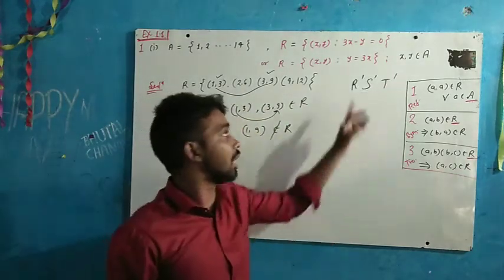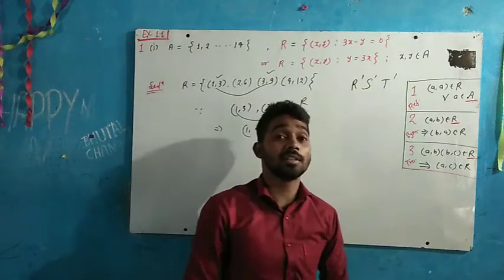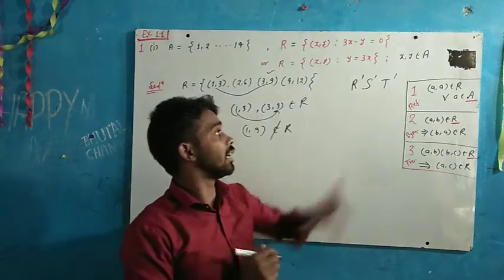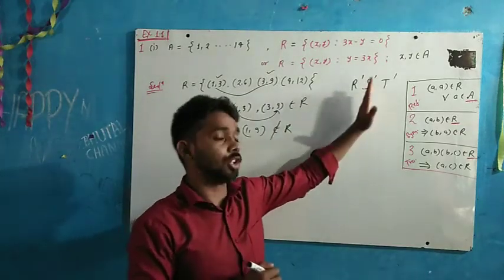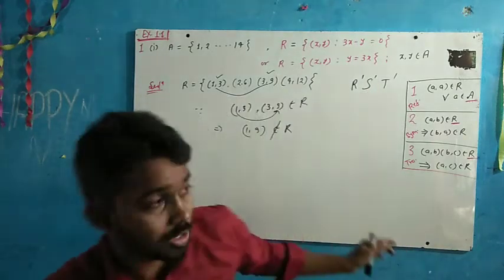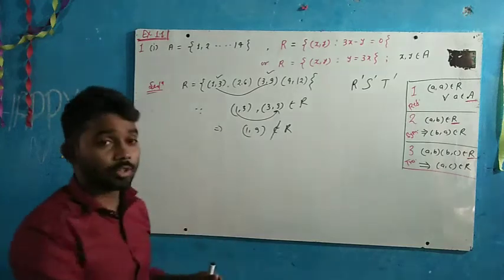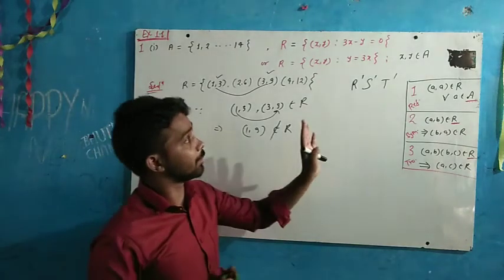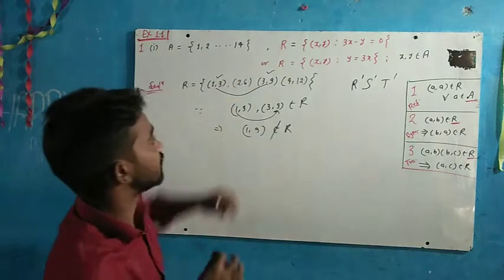So the answer is what? R', S', T' represent negatives. It means non-reflexive, non-symmetric, non-transitive. Get me? So now the first question is over. You can note it down like that. Now let us see the second part. What is given in the second part? Let's see.